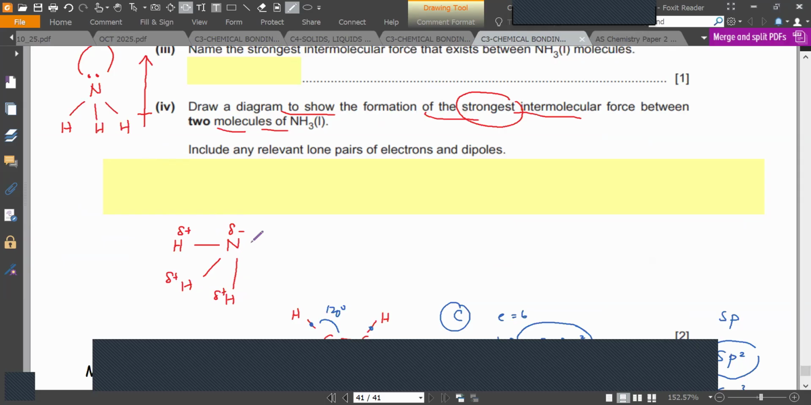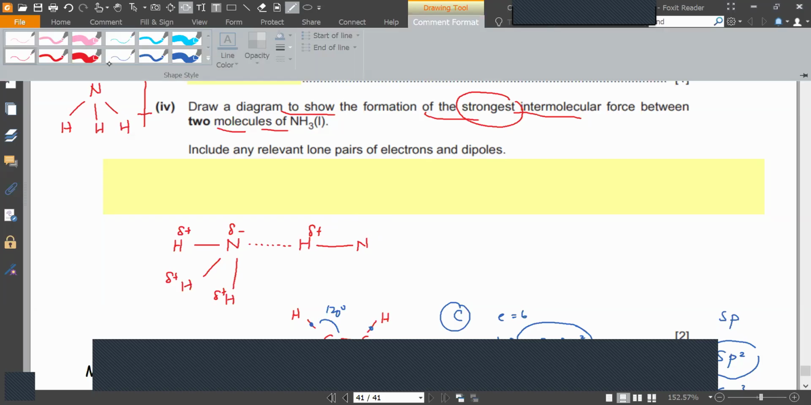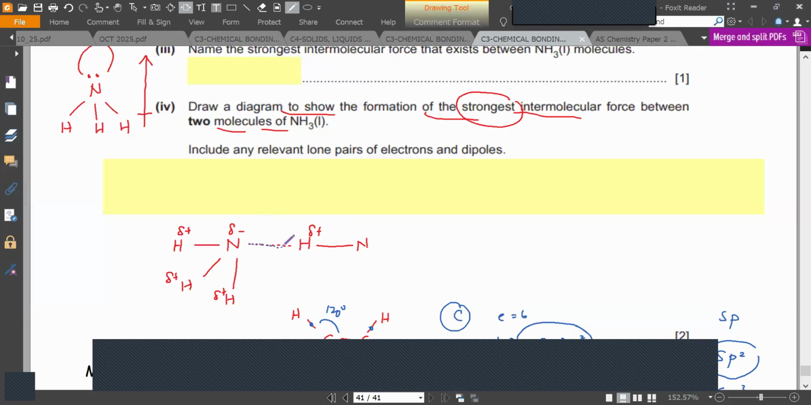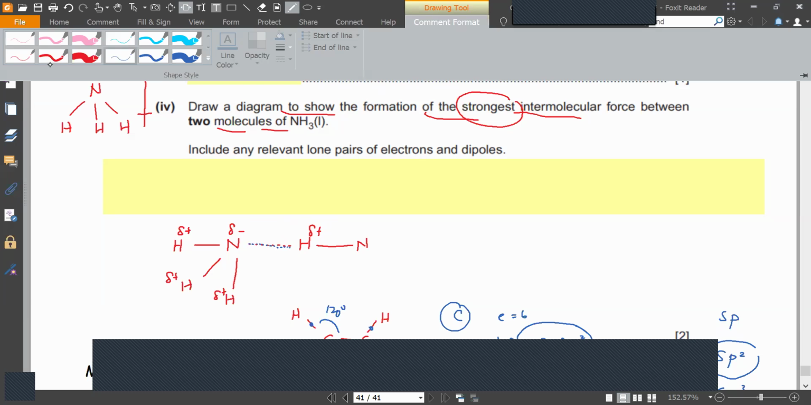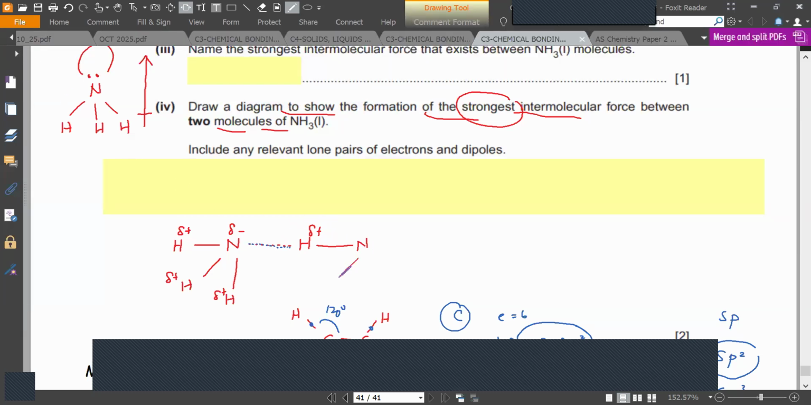Now this nitrogen will form a hydrogen bonding with another hydrogen that is at another ammonia molecule. Like this. So this is the hydrogen bonding. So it's something like this.